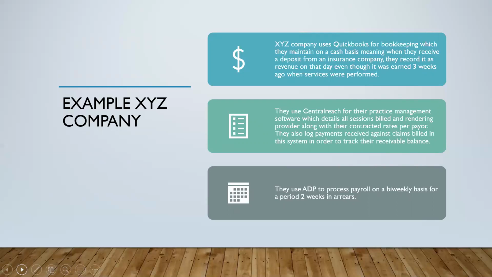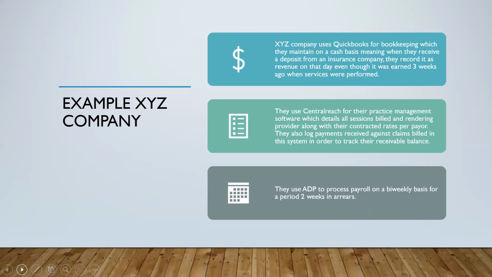They use QuickBooks for bookkeeping, which they maintain on a cash basis, meaning that when they receive a deposit from an insurance company, they record that as revenue on the day they got the money, even though the services were rendered 3 to 6 weeks ago. Then for practice management software, they're using CentralReach, which details all the sessions billed and the rendering provider, along with contracted rates by payer. They also log payments received against claims in CentralReach. When they get a payment, they have an employee that goes in there and marks certain billed time as paid. And for payroll, they're using ADP, a large payroll processor. They're paying their employees bi-weekly for a period 2 weeks in arrears.